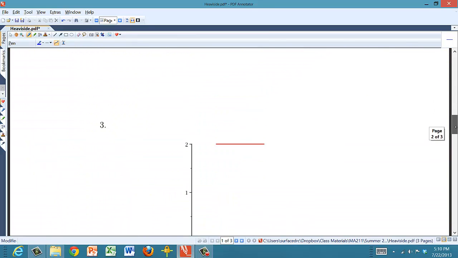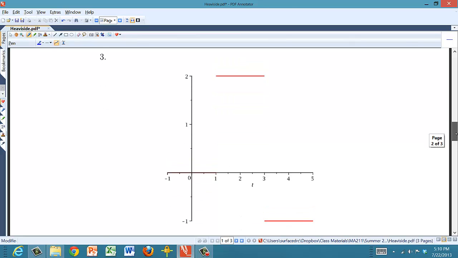Alright, so let's try something different here. This time we want a function that is 0 up until time 1. At time 1 we'd like it to take on value 2 instead of 1, and then at time 3 we'd like it to take on value -1. Now there are several ways you could do this. I'm going to show you the way that makes it easiest to think about.